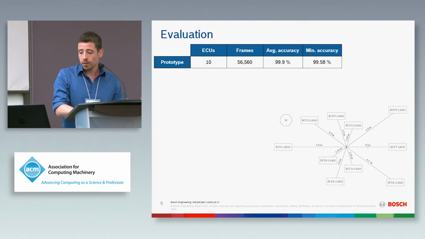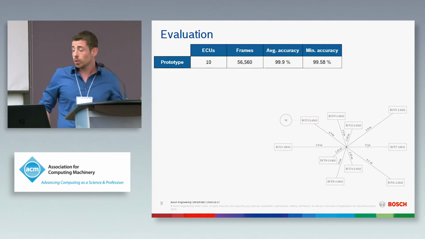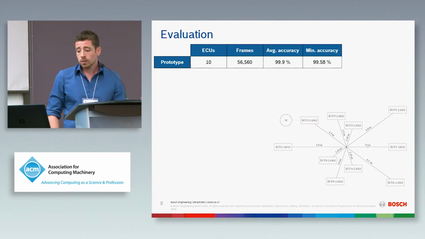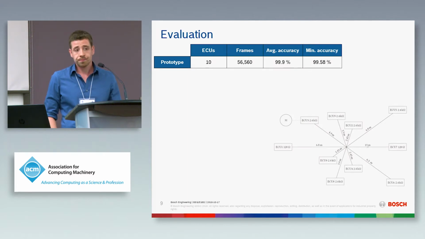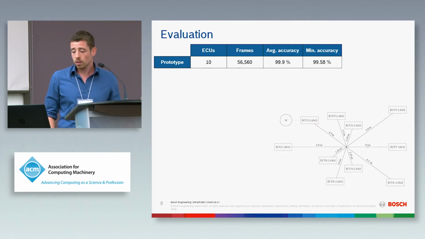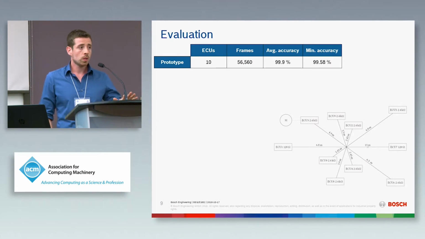So we also evaluated our approach on a prototype, which consists of 10 ECUs. We recorded 55,000 frames and achieved an accuracy of 99.9%. The bus consists of 5 Arduinos, each equipped with 2 CAN shields.